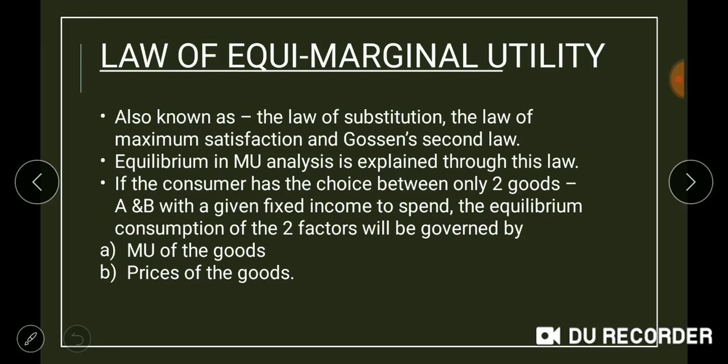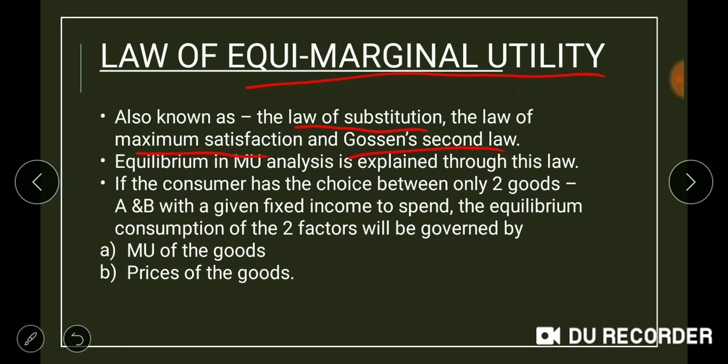In this video, we will continue our topic on marginal utility analysis. We will start with the law of equimarginal utility. This law is also known as the law of substitution, the law of maximum satisfaction, and Gossen's second law. Equilibrium in marginal utility analysis is explained through this law.